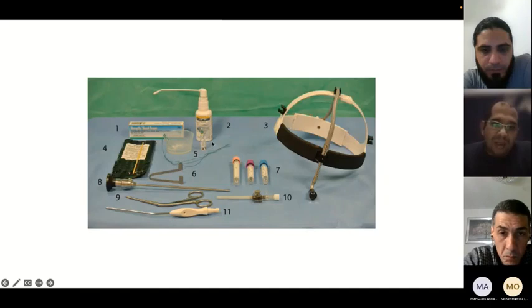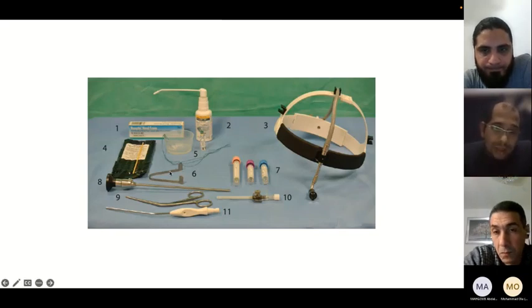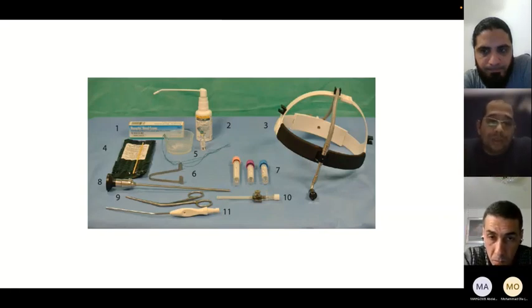These are the instruments that help us to control the bleeding. We should have a good light source to do a targeted examination inside all the areas of the nose. This is the nasal speculum, used to dilate the nostril, to see inside the nose.